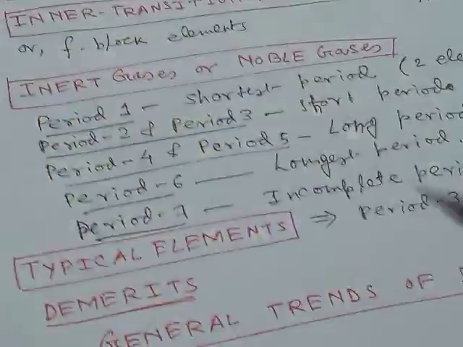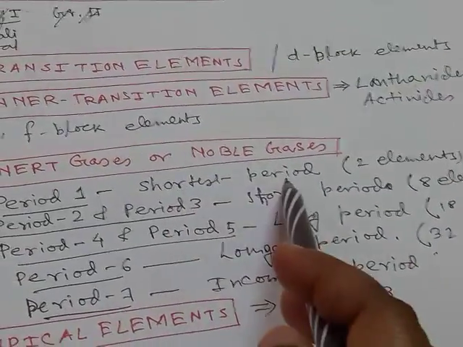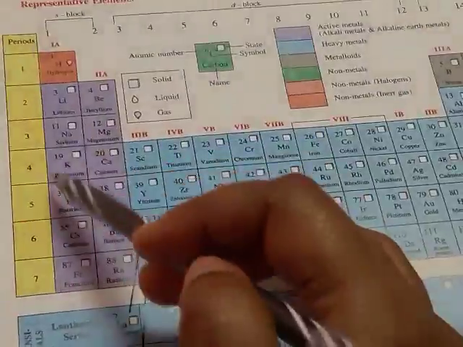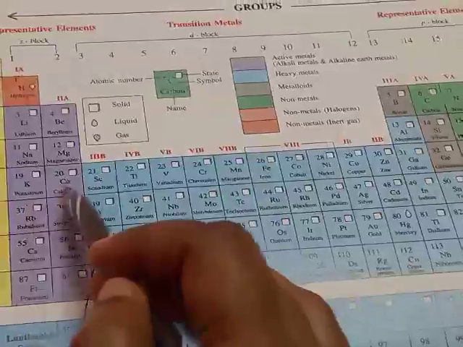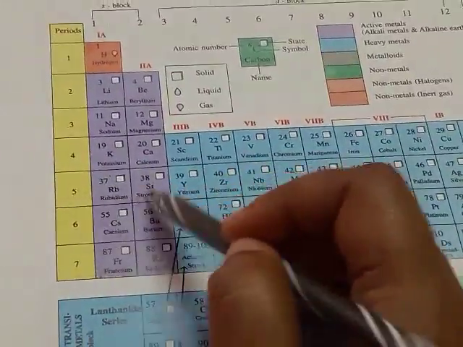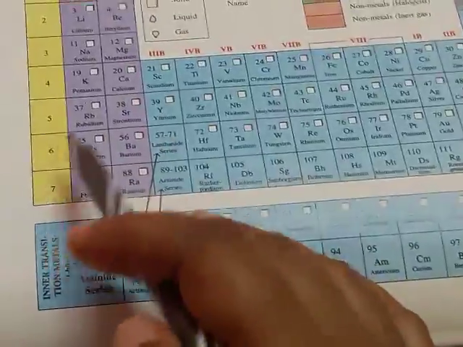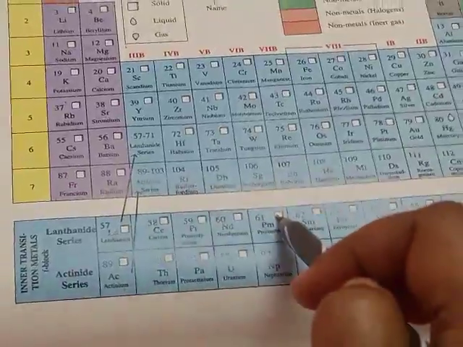So these are all the groups, and also there are 7 periods. Period 1 contains only hydrogen and helium, 2 elements, the shortest period. Periods 2 and 3 are short periods that contain 8 elements. Periods 4 and 5 contain 18 elements: here 2 elements, here 10 elements, and here 6 elements, so total 18 elements. Periods 4 and 5 are called long periods, whereas period 6 contains 32 elements, because here are an extra 14 elements from the lanthanides.